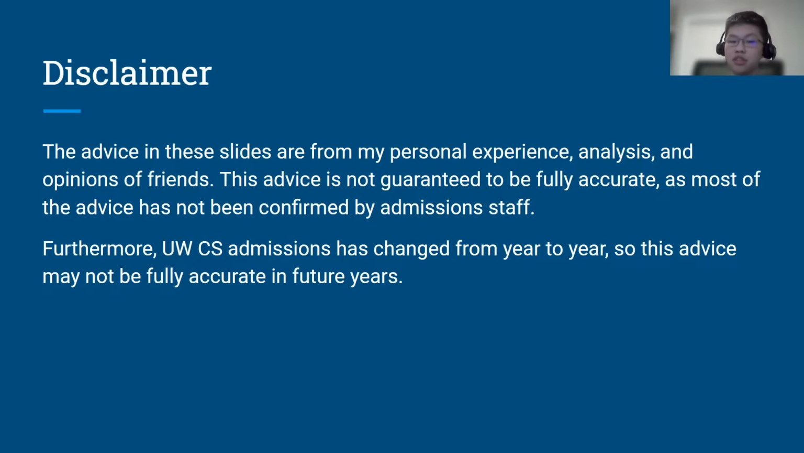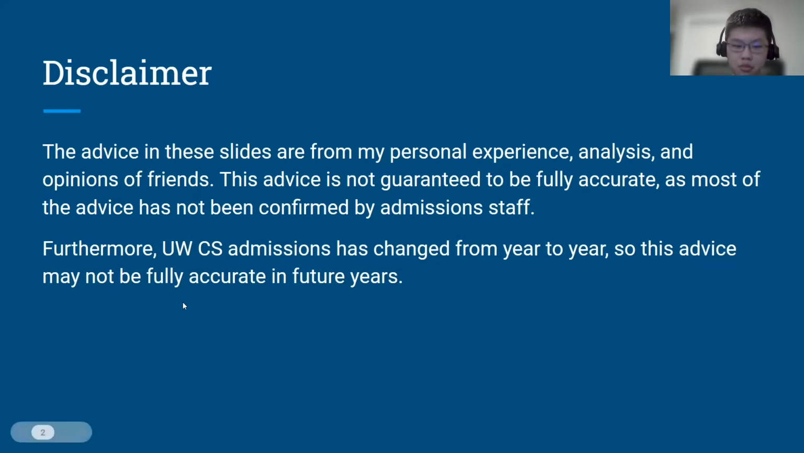Furthermore, UW CS admissions changes from year to year. In some years, they look at GPA more. In other years, they look at essays more. There's changes from year to year. So, for example, 2 or 3 years from now, this advice may not be fully accurate. But I do think that overall, if you follow some general advice, even if the admissions process does change, if you try your best, that always sets you up to have the best chance of being admitted.